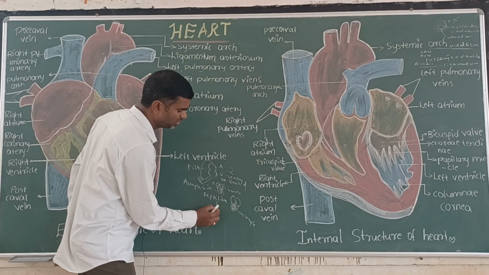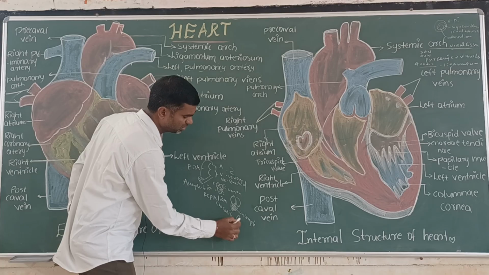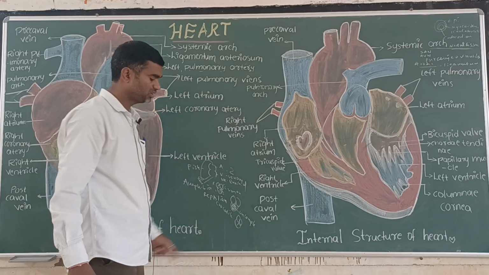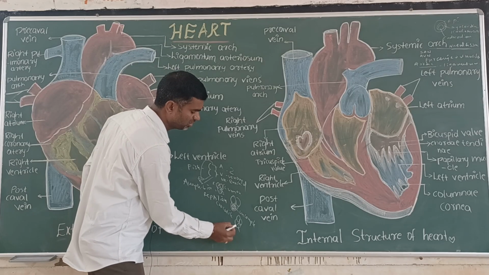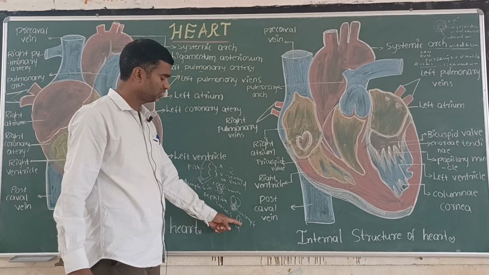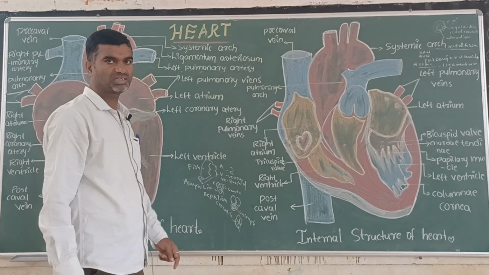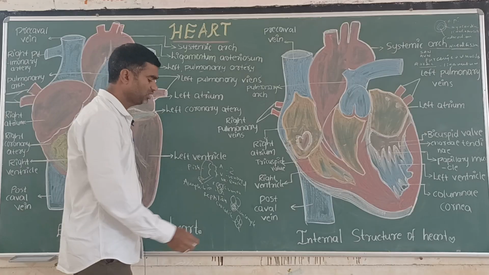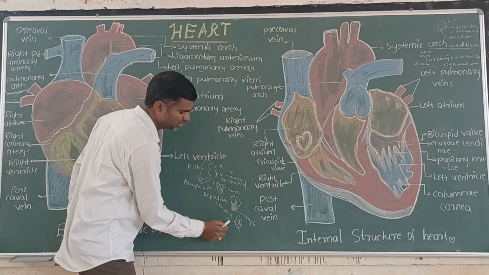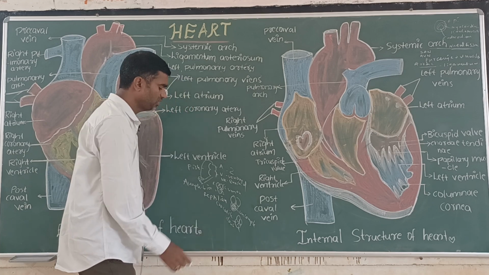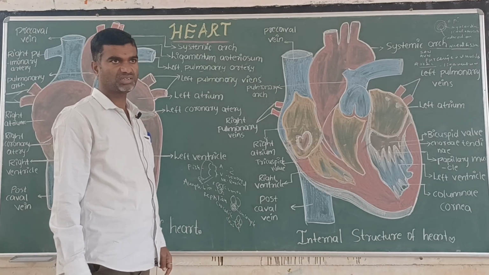If you see crocodiles, they have a completely four-chambered heart. That's why the blood is separated: the left side has oxygenated blood and the right side has deoxygenated blood. Both are separated. That's why it is called double circulation in crocodiles. In reptiles, it is called partial double circulation.